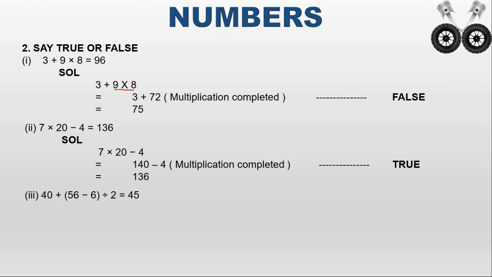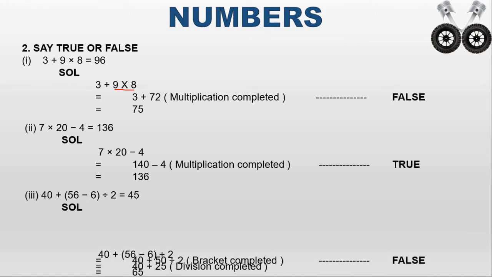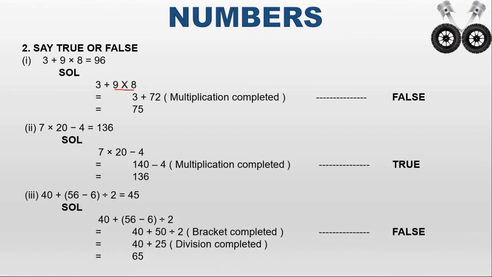What is the next question? 40 plus 56 minus 6 divided by 2. The answer given here is 45. We have to check whether 45 is true or false. So we have to write 40 plus, within a bracket, 56 minus 6, divided by 2. According to the rules of operator, which should be executed first? The bracket should be executed.